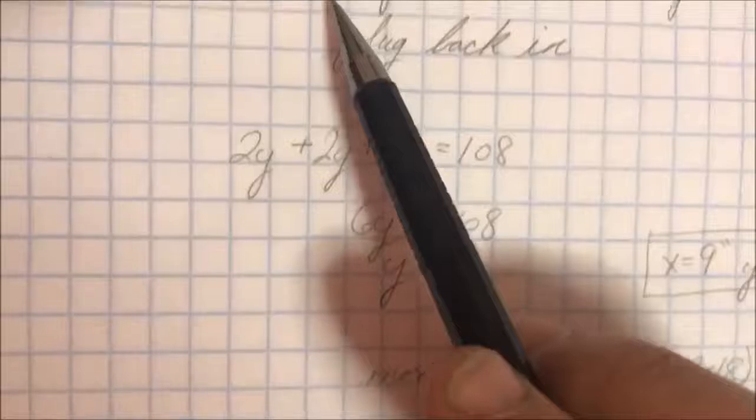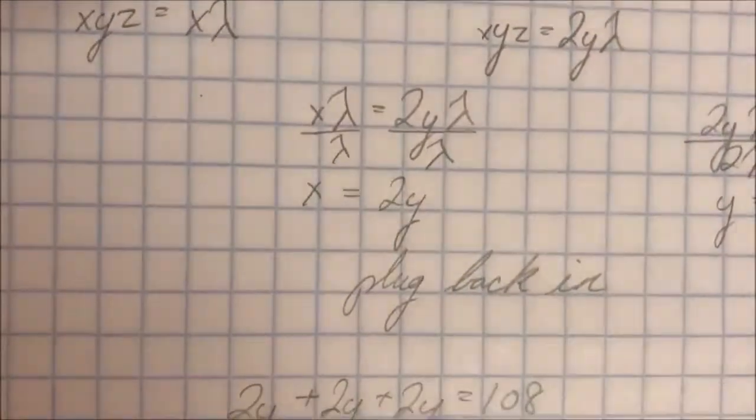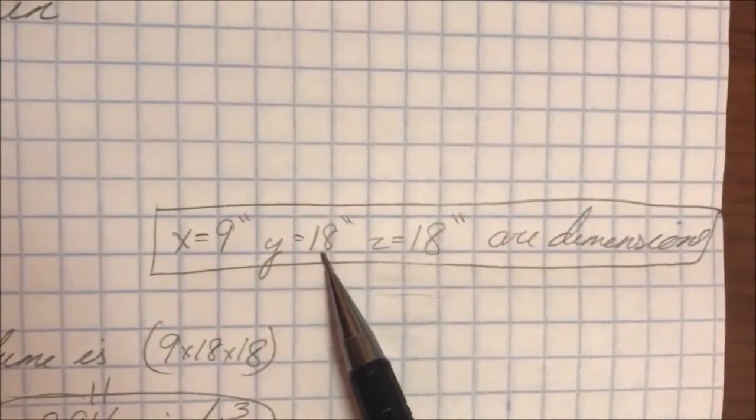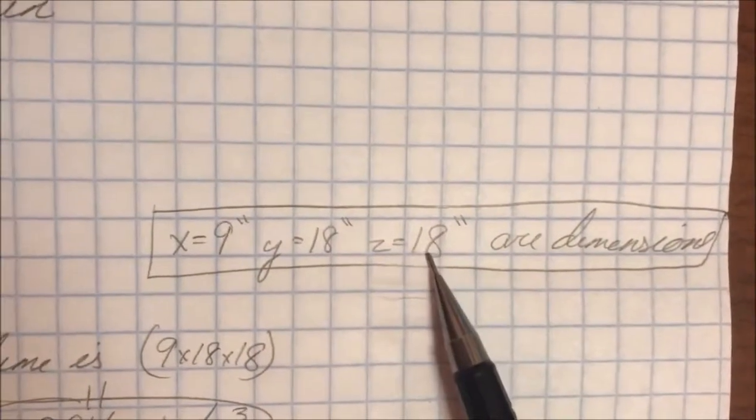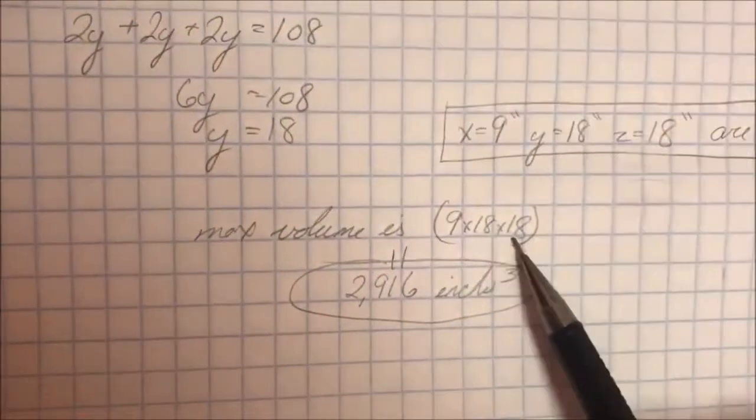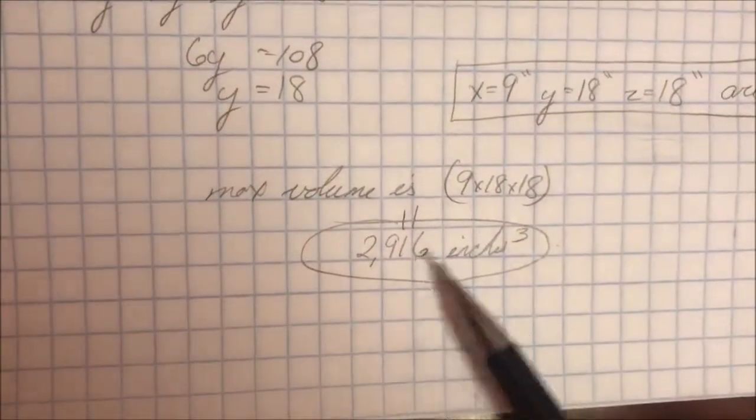So going back up here, where x equals 2y, we know that the length is 9 inches, the width is 18 inches, and the depth is 18 inches. So our max volume would be 9 times 18 times 18, which is 2,916 inches cubed.